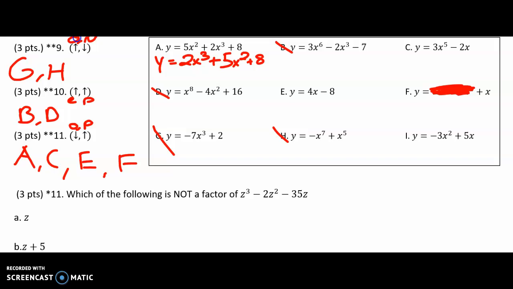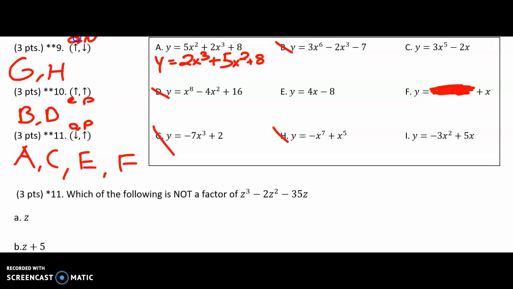So you can go ahead and check those out, see if you understand. Again, you're just looking at the first number. You're telling me, is the exponent even or odd? And then you look at the number that's in front of it. Is it positive or negative? Okay, that's what we're looking for here.